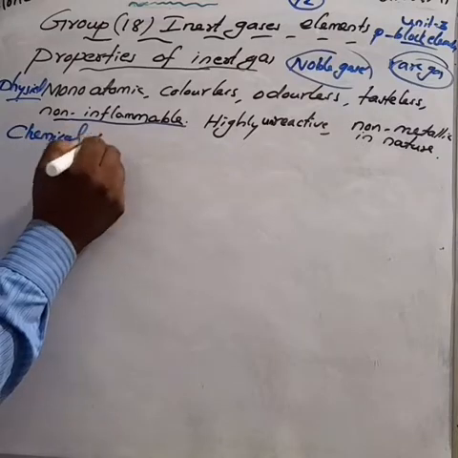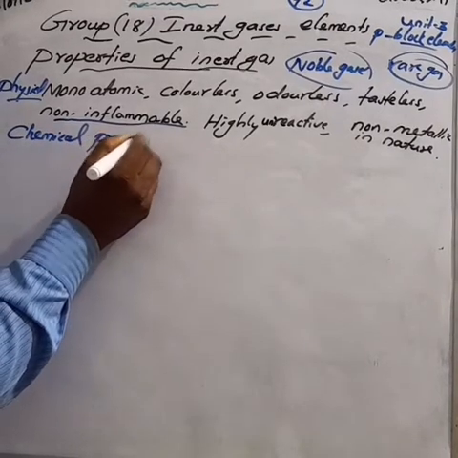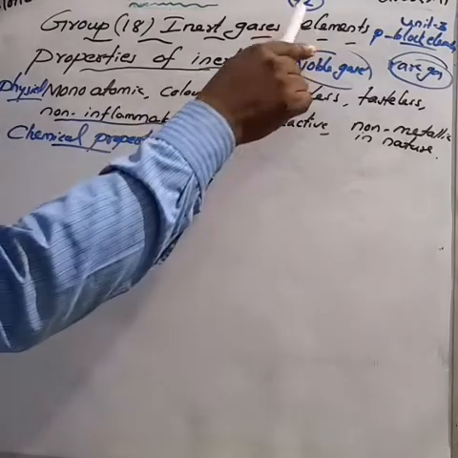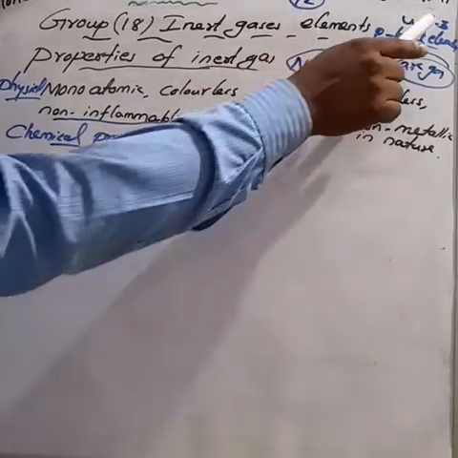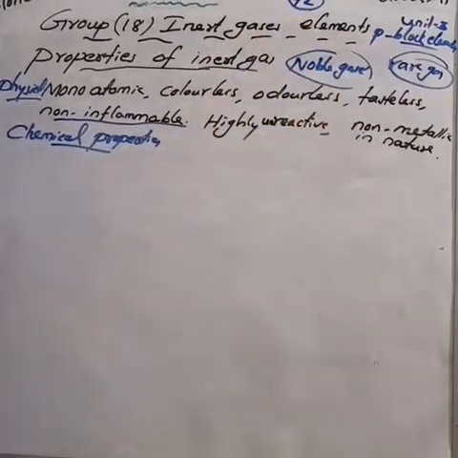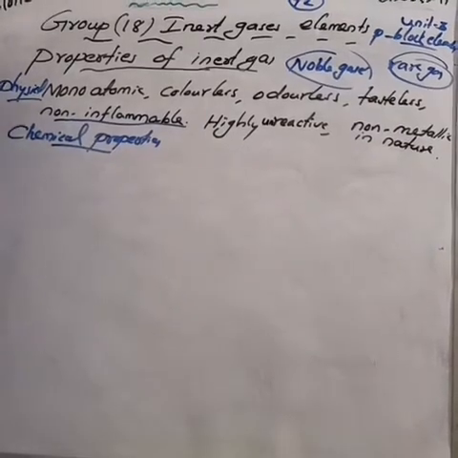There is Unit number 3, P block element 2, and the page number is 92. Unit number 3, P block element. Okay, P block element 2. Here, what are the physical and chemical properties?